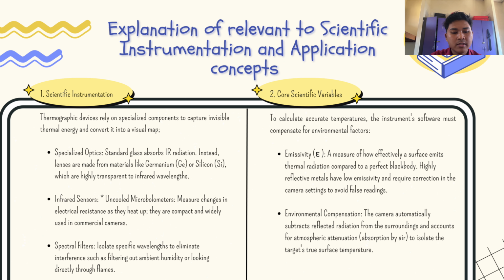The second one is environmental compensation. The camera automatically subtracts reflected radiation from the surroundings and accounts for atmospheric attenuation, that is absorption by air, to isolate the target's true surface temperature.